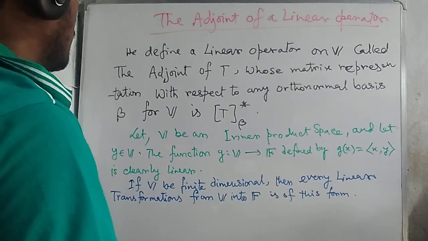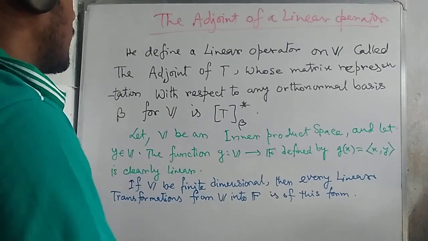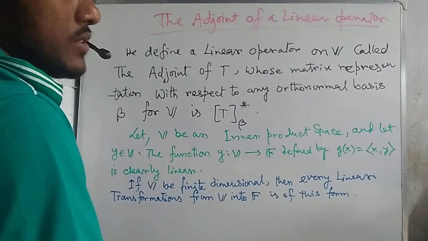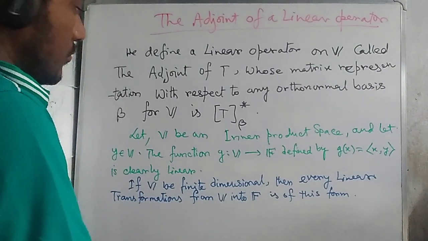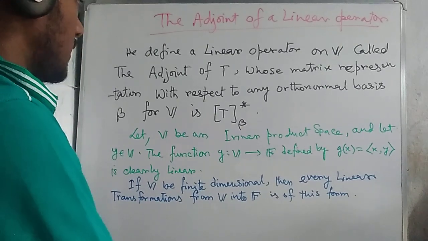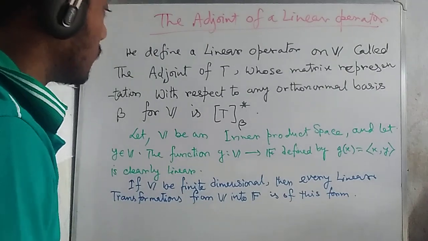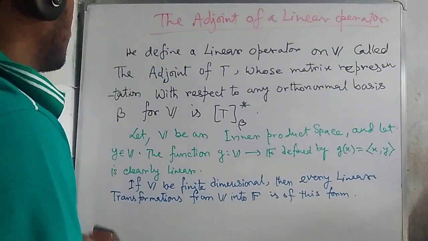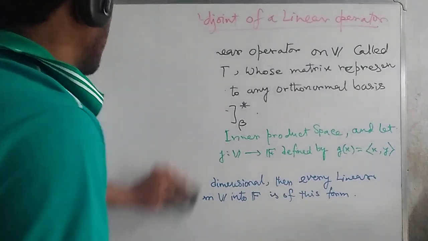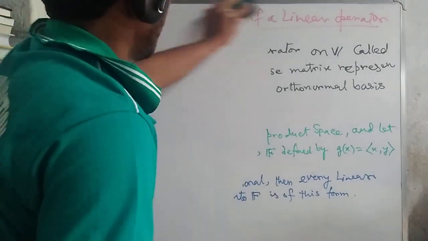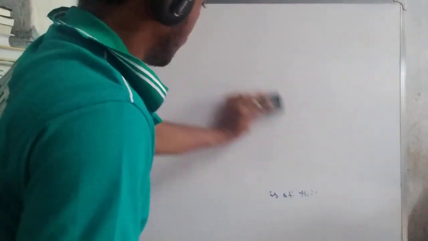We also know about this adjoint of a linear operator. Obviously that means this gives one matrix T with respect to an orthonormal basis beta, and then this adjoint. So now we erase that portion and go on to further discussion. Now we discuss one theorem related to that.